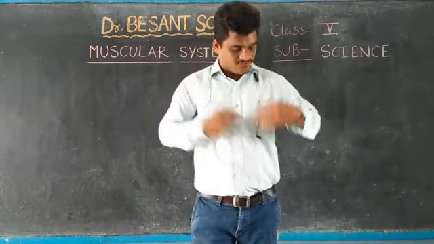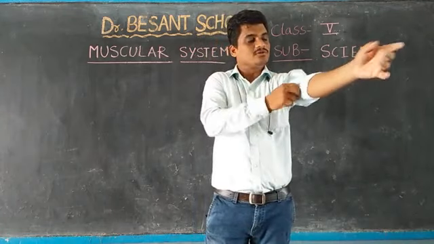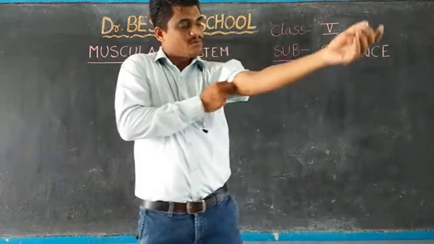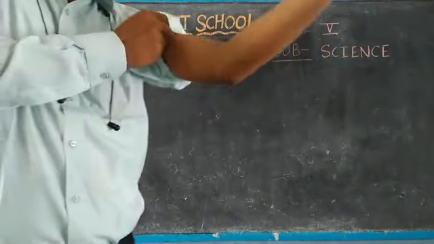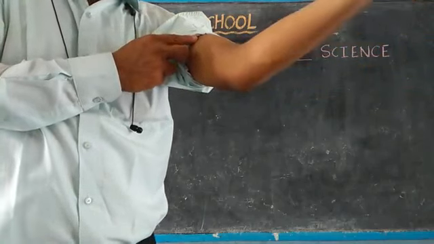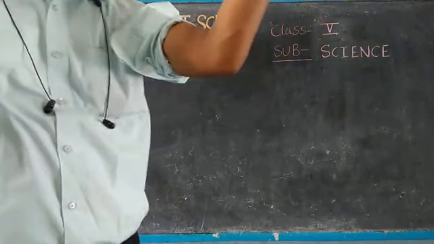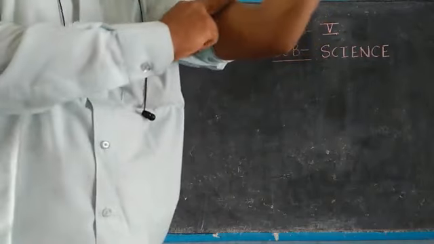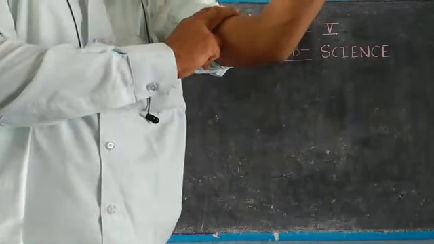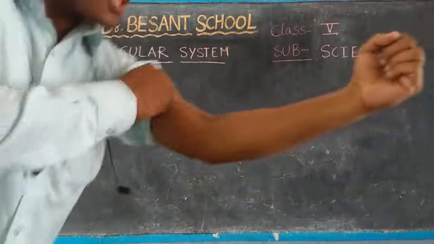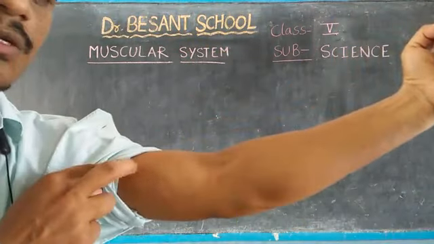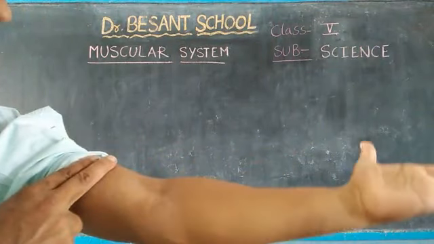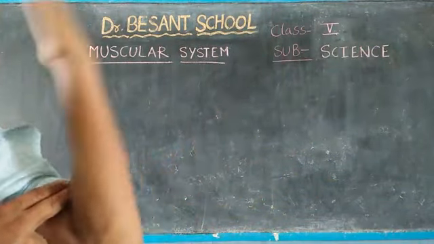If you remove the shirt, first remove that, and slightly fold your hands. When you fold your hand, what happens? Keep the right hand finger on this hand. You can observe a fleshy structure. The fleshy structure, this is nothing but muscle. You can also see the movement of muscles.